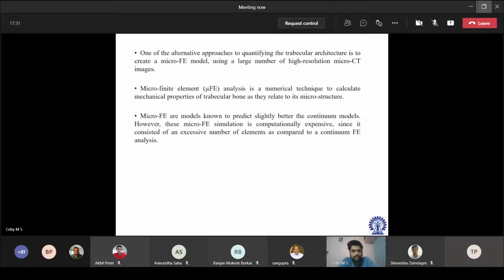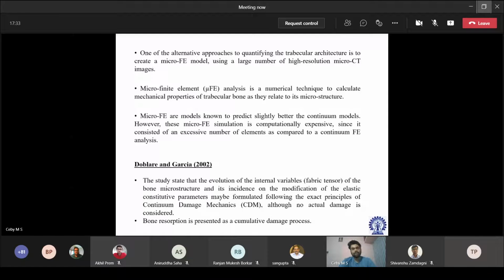Next, there are these micro FE models. What do micro FE models mean? By the name, they are micro level FE models. Rather than taking a macroscopic level model, you go into the micro level. You take a very thin slice, concentrating on a particular area, the proximal area of the femur, and take a large number of micro CT scans.